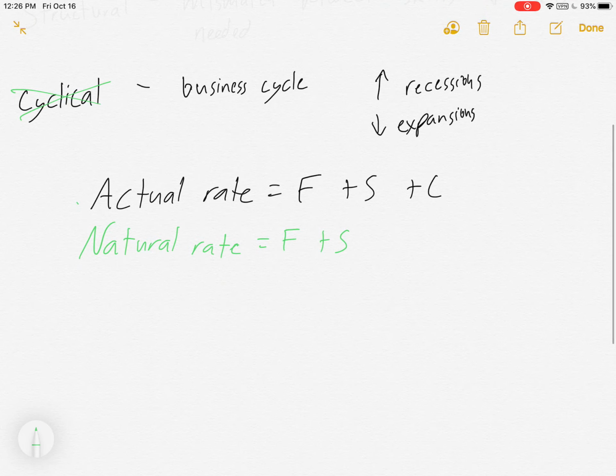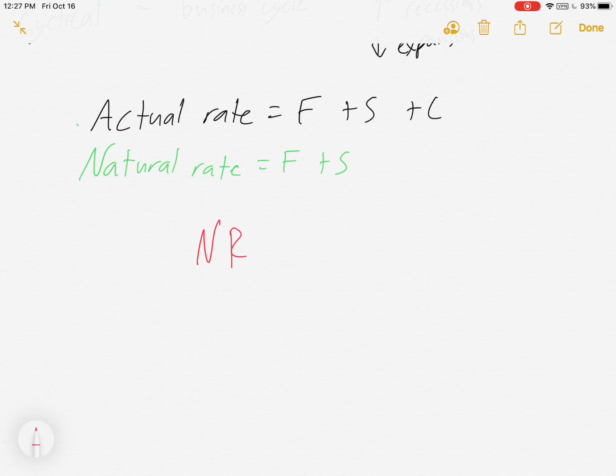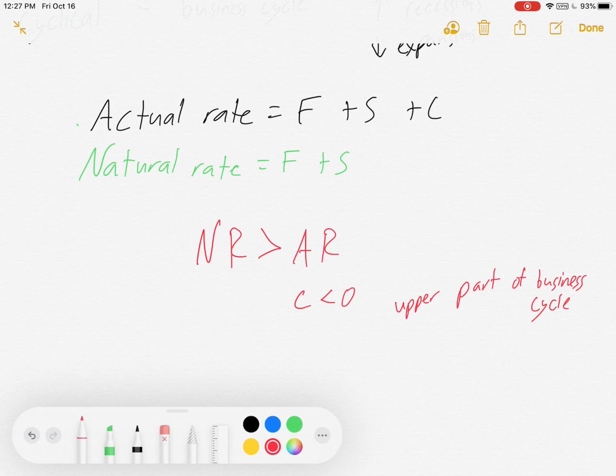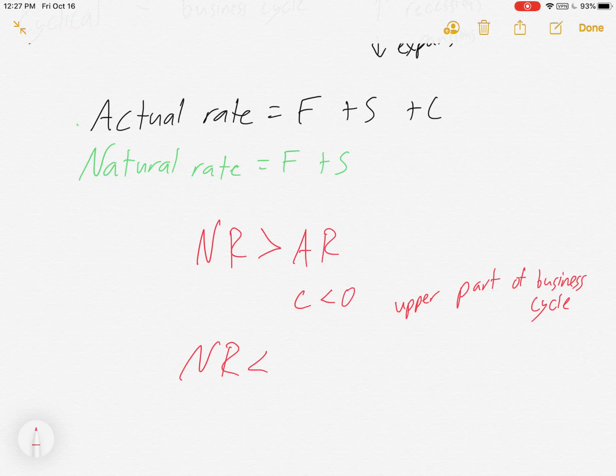And so a couple of things to point out. If the natural rate is greater than the actual rate, that means that the cyclical rate is less than 0. We have negative cyclical unemployment. That means we are having good times. That means we are in the upper part of the business cycle. If, on the other hand, the natural rate of unemployment is less than the actual rate of unemployment, then the cyclical unemployment is greater than 0, and we're at the bottom part of the business cycle.